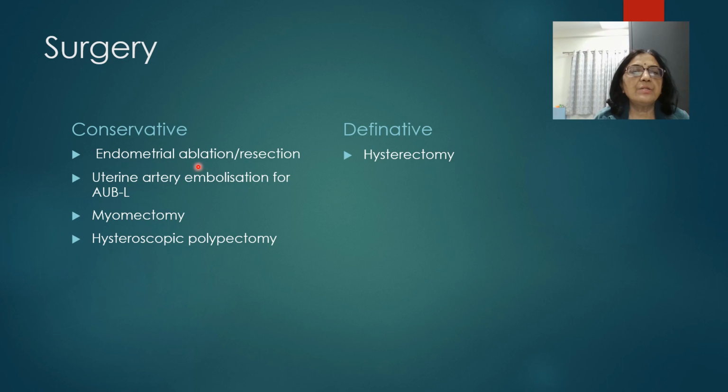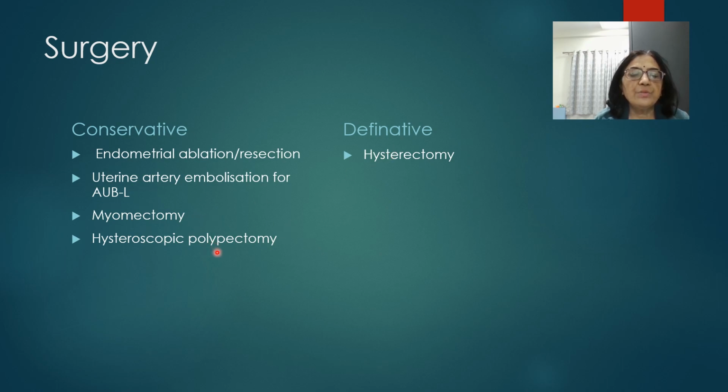Among surgical options, we have conservative surgery such as endometrial ablation or resection. Uterine artery embolization can be tried for leiomyoma. Myomectomy can be tried, laparoscopically or hysteroscopically, if the patient is not desirous of removal of the uterus. Especially hysteroscopic submucous leiomyoma removal is far more conservative than taking a decision to proceed with hysterectomy.